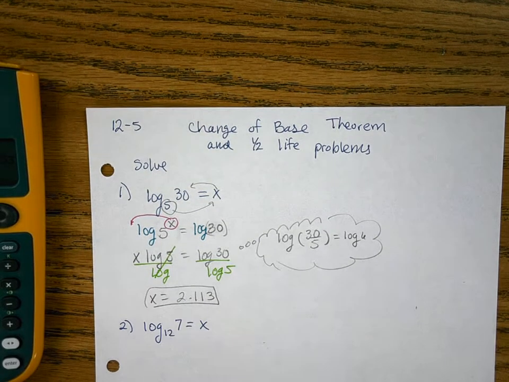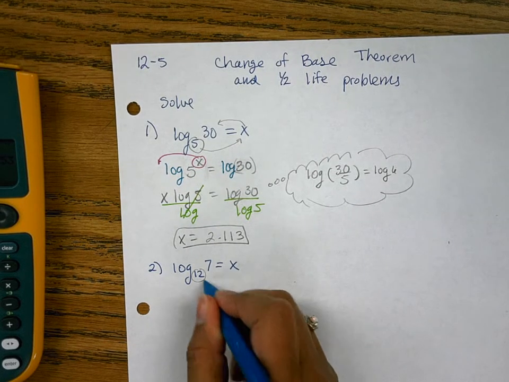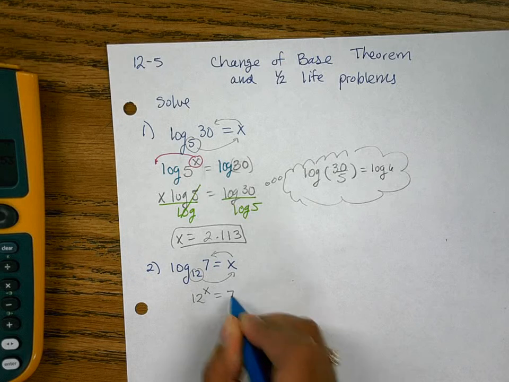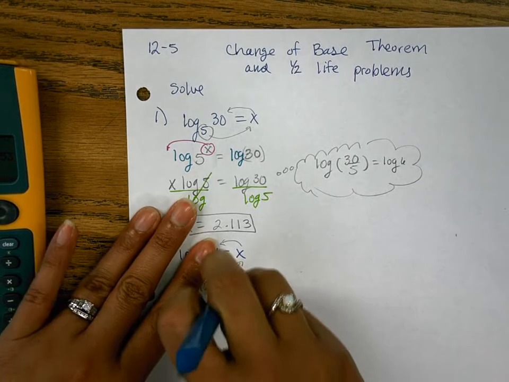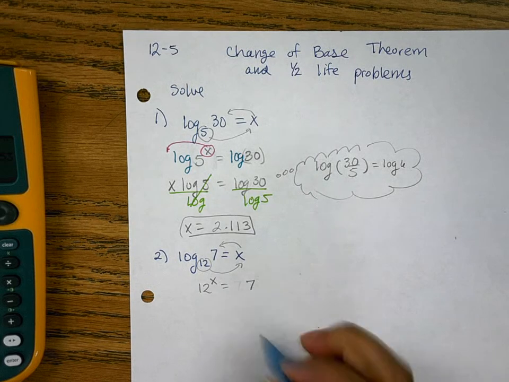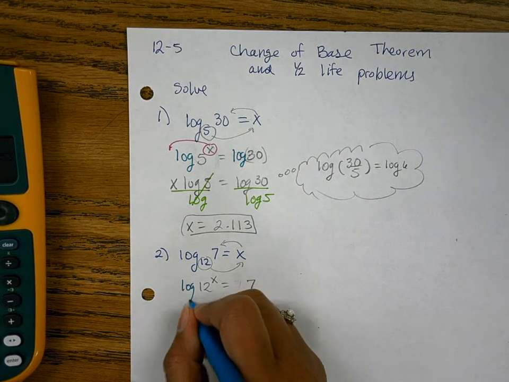Okay, so do the same thing we did before. Recognize that we do not have a base 12 in our calculator, so we're going to rewrite it. 12 raised to the x equals 7, wrap around. Take the log of both sides. Why are we taking the log of both sides? So that I can get the exponent to the front.